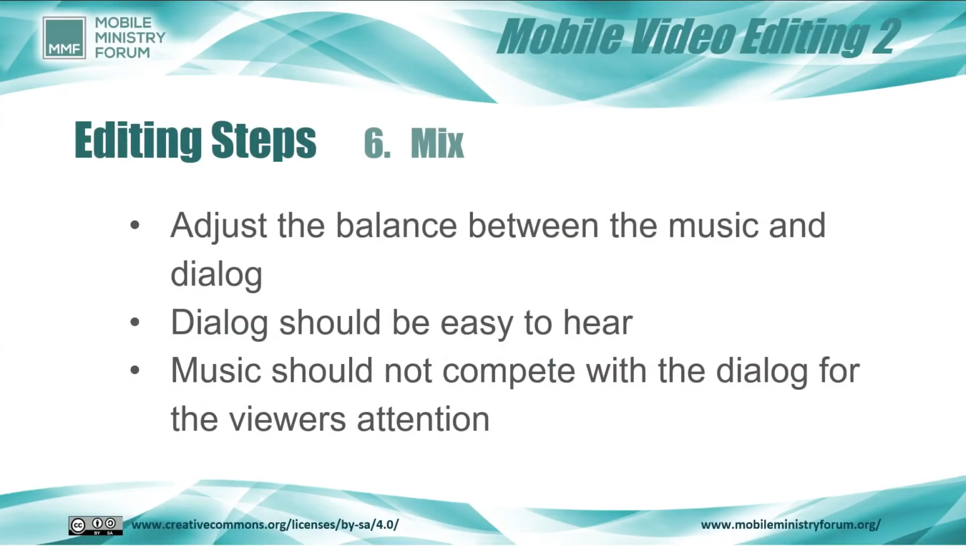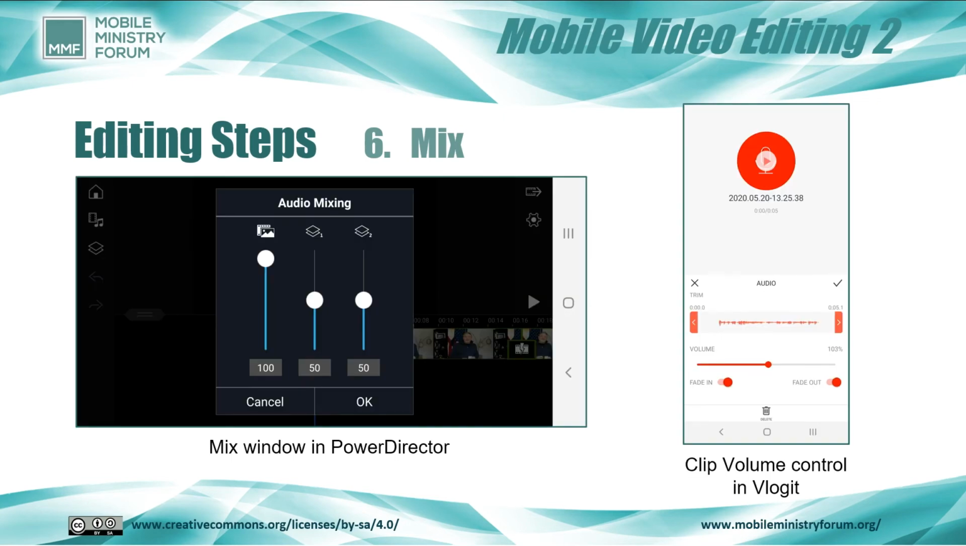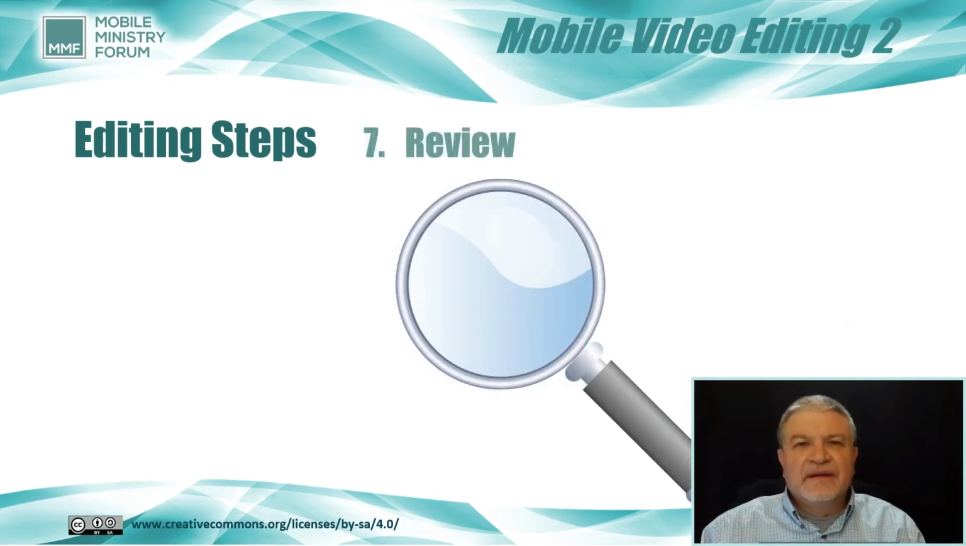Adjust the volume of each audio track to get a good balance between the dialogue and the music. The dialogue should be easily heard over the music. On most editing apps, clicking or tapping on the clip will bring up the option to adjust various settings of the clip. One of those settings is the volume for that clip. Some apps also allow for the volume to be adjusted for each track as well as each clip, as is shown in this screenshot from PowerDirector.